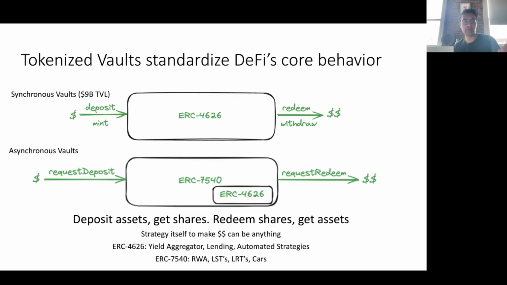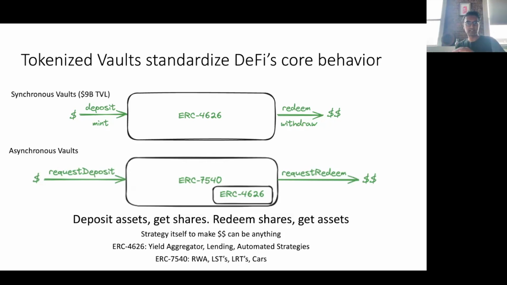So 7540 pretty much takes what 4626 built, that core infrastructure, and it just adds this request lifecycle on top, where to get money into a vault, you first have to request a deposit, and then once your request is approved, your money goes into the vault. Then to get money out, you have to request a redemption, and then the vault will fulfill it, and you'll get money back.